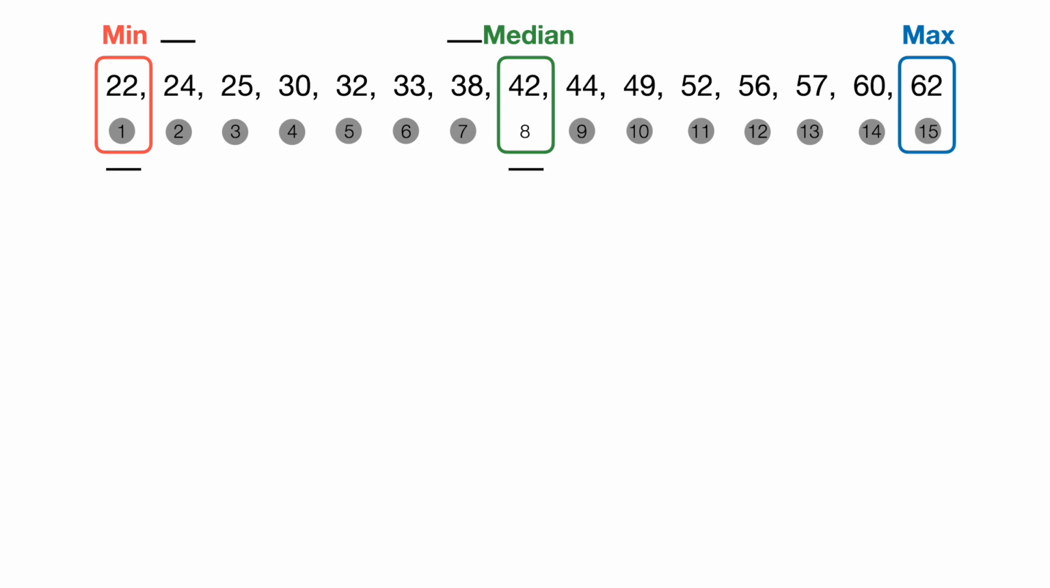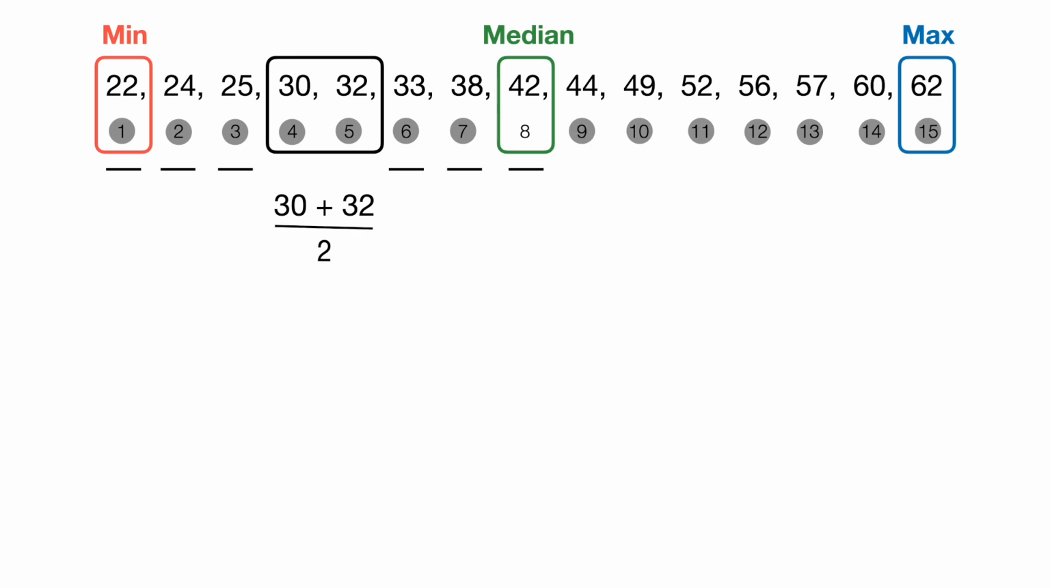So there's 1, 2, 3, and then there's 2 numbers in the middle here, so we're going to actually have to find the average of that. So again, we're going to add those 2 up, divide them by 2. 30 plus 32 is 62, divided by 2. It's going to give us a Q1 of 31.